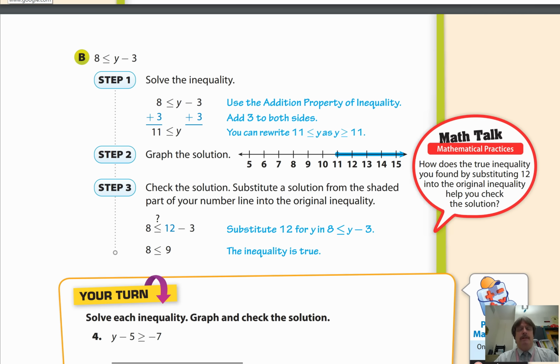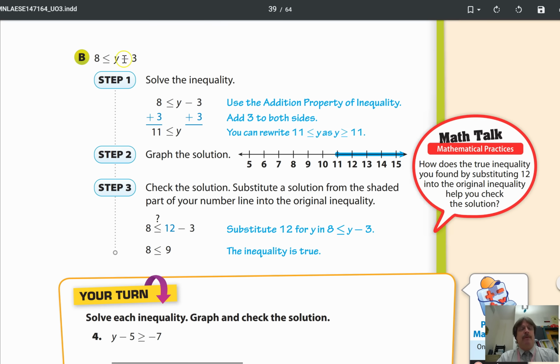They show us another one-step inequality here. This time we're going to add positive 3. So we add 3 on this side. So we have 11 is less than or equal to y. They're saying that y is any number greater than or equal to 11. So when we graph that out, any number that's greater than 11, so going this way. But also notice here they use a solid dot, and that means that 11 is included in the solution set because we have the equal sign there.